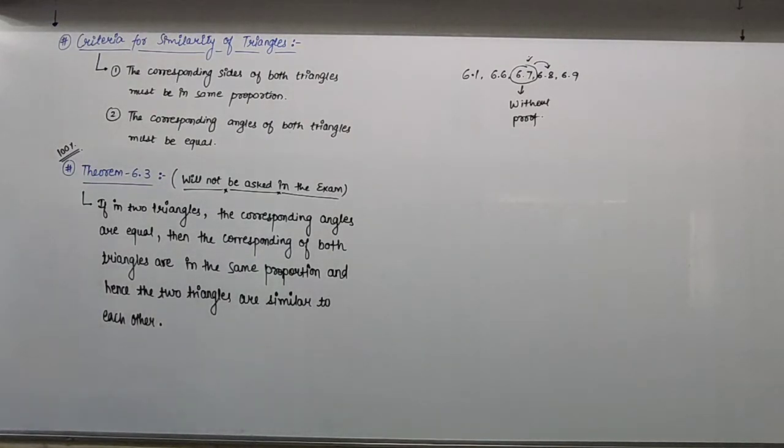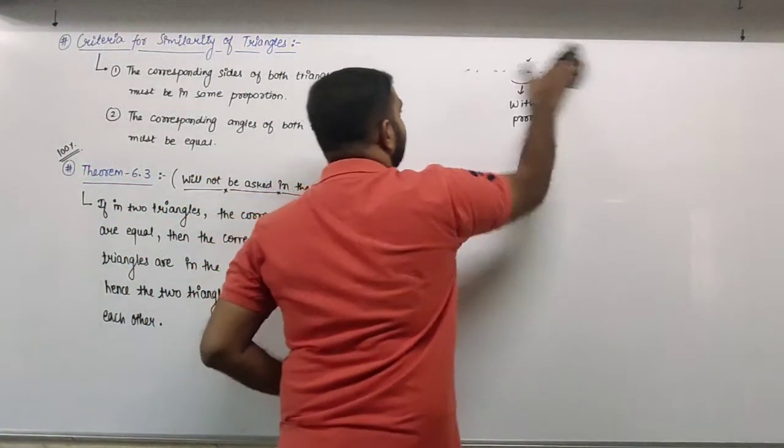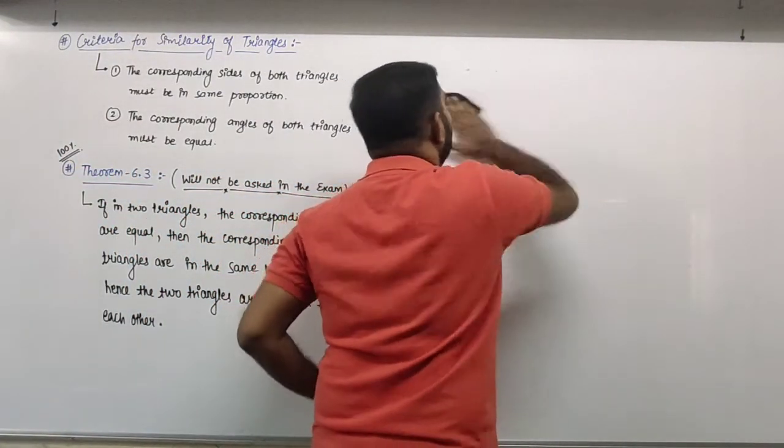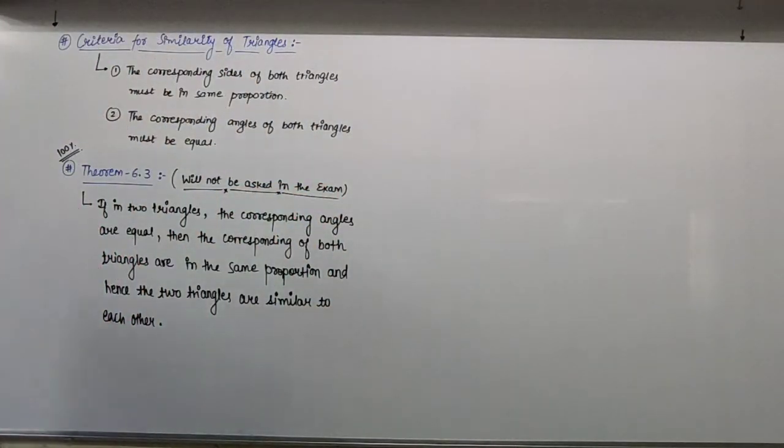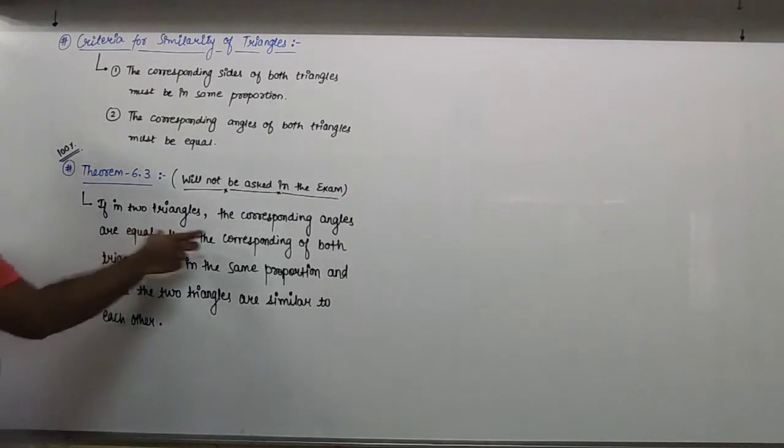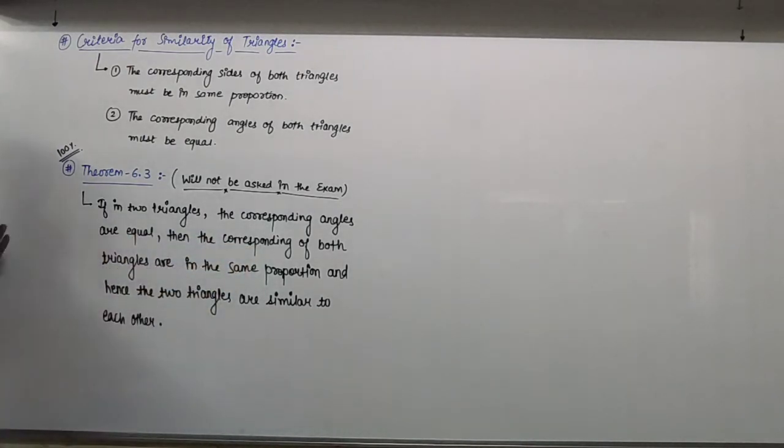If in two triangles the corresponding angles are equal. Suppose કરો કે કોઈ પણ તમને બે ટ્રાયેંગલ આપેલા છે કે જેની અંદર બધા જ corresponding angle equal હોય તો એની બધી જ corresponding sides same proportion માં હશે અને બંને triangles similar prove થઈ જશે.